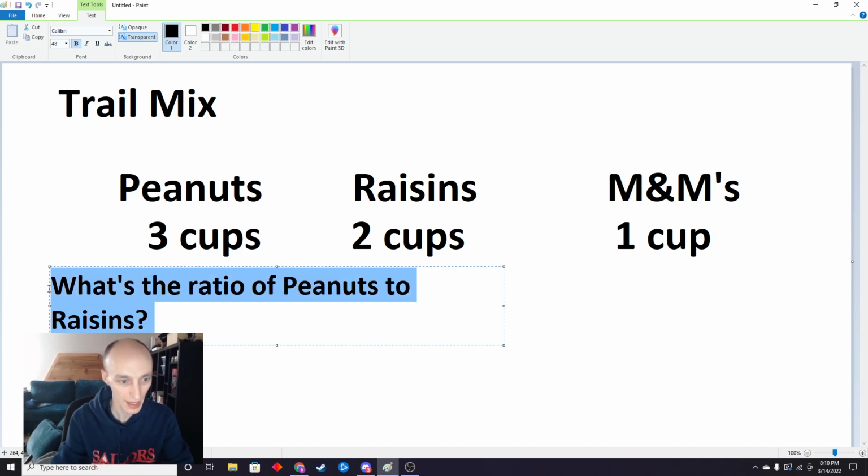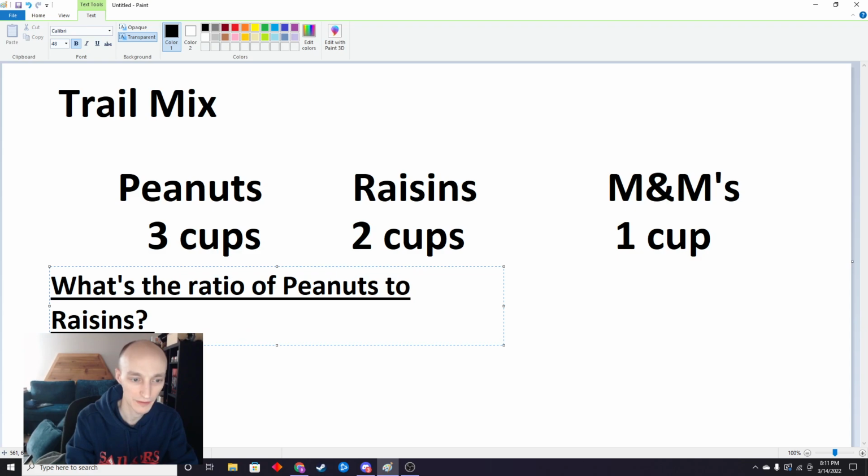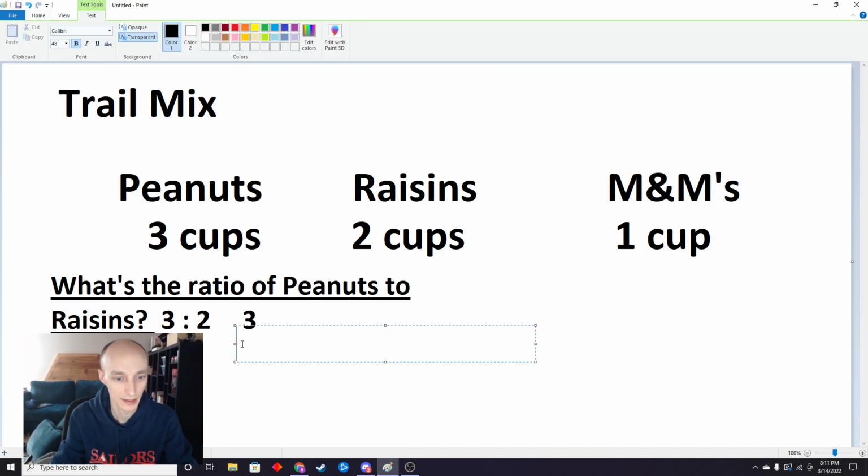Well, that is going to be, we have 3 cups of peanuts to 2 cups of raisins. And so our ratio would be 3 to 2, right? And you could write this again, you can write 3 over 2, like that.